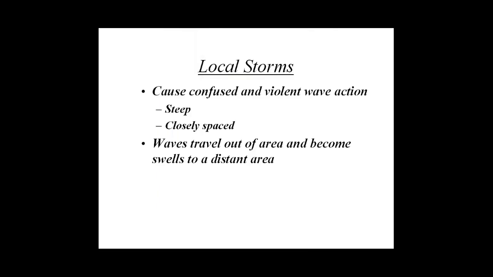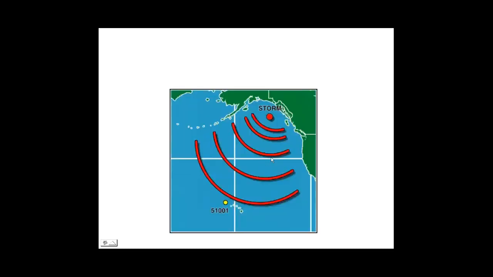Let's look at local storms. They cause confused and violent wave action, steep, closely packed. Waves travel out of the area, as I mentioned, and you can have a storm here on the west coast of Canada, near Alaska, let's say, and here you have waves traveling all the way out to Hawaii and beyond. And I'll show you some other pictures of this in a minute.